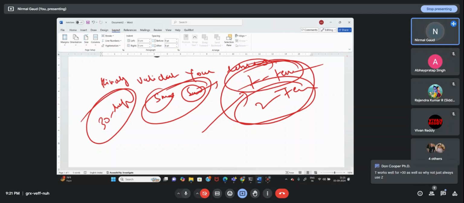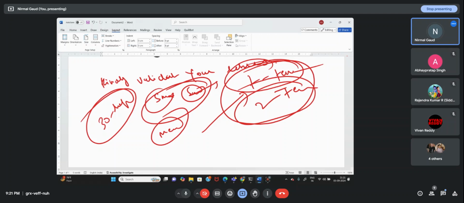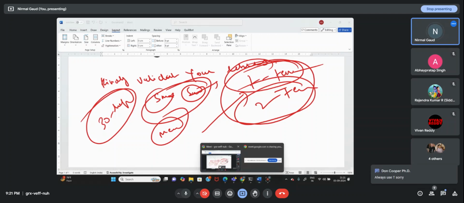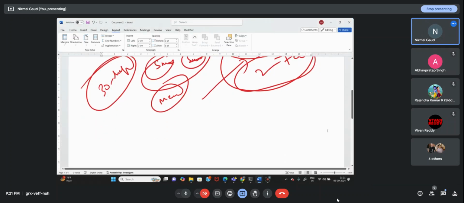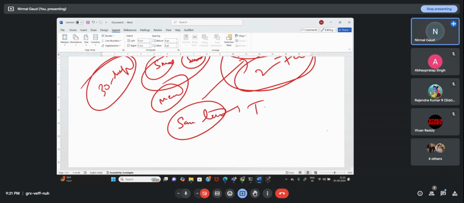The comparison is only with respect to the mean. The results you are getting, you compare with the mean, to see whether it is the same or not. We always use t because of sample size. We always consider the sample size to be small, so t is preferred over z.